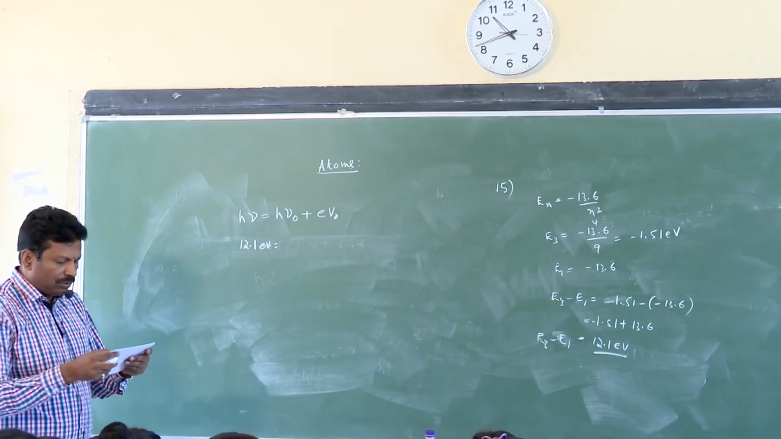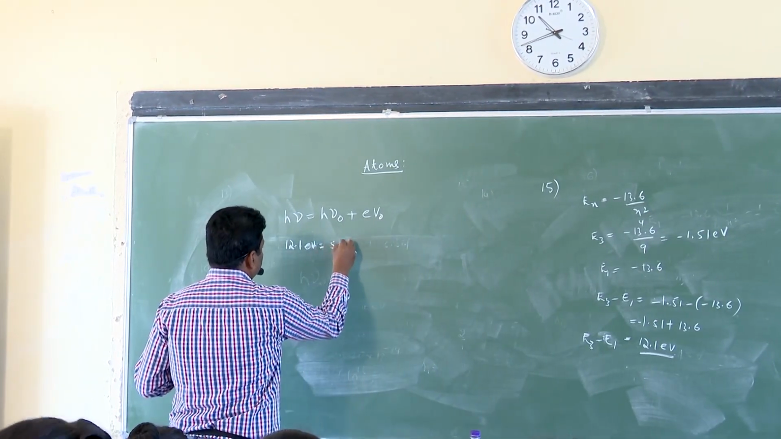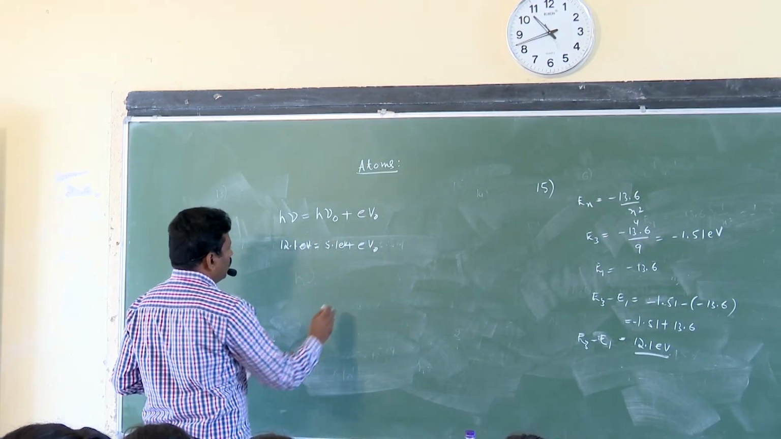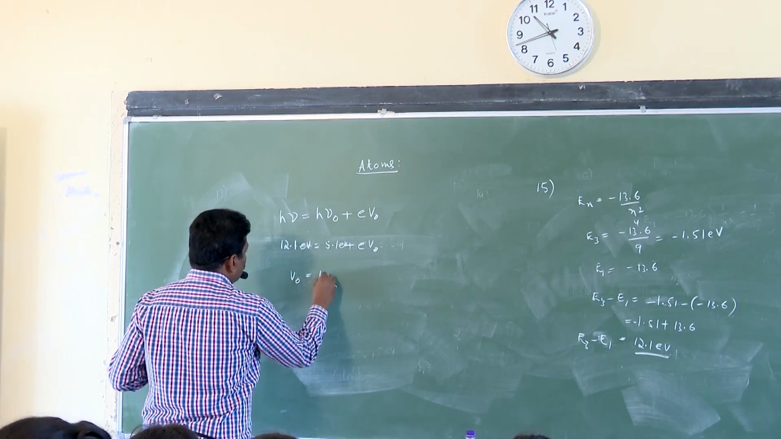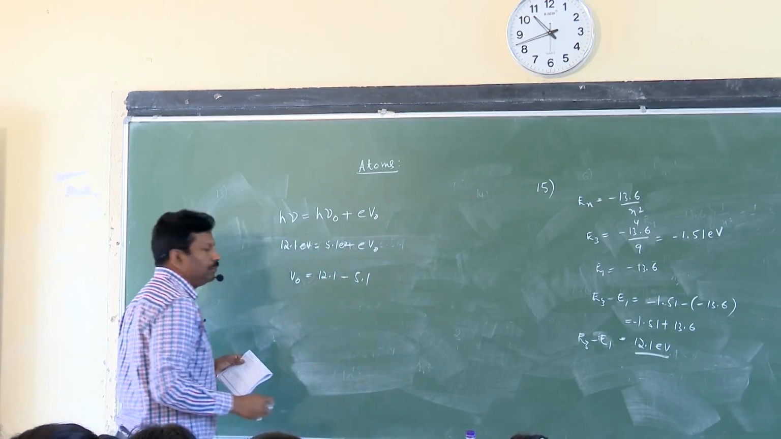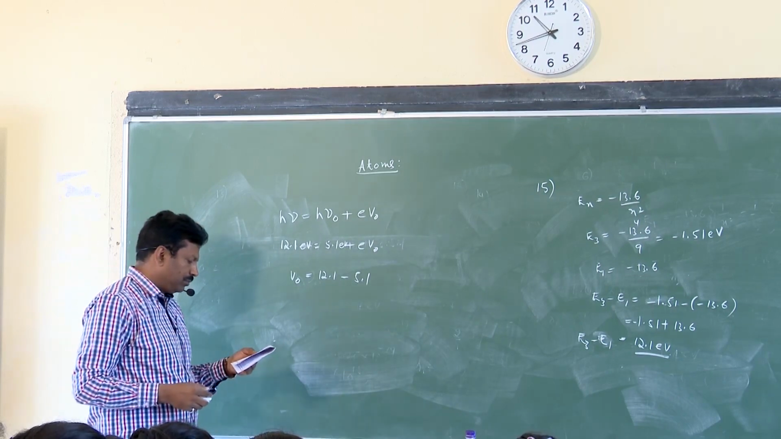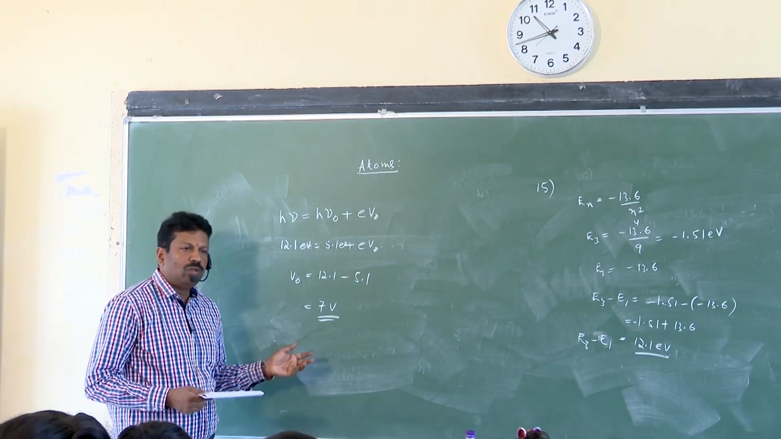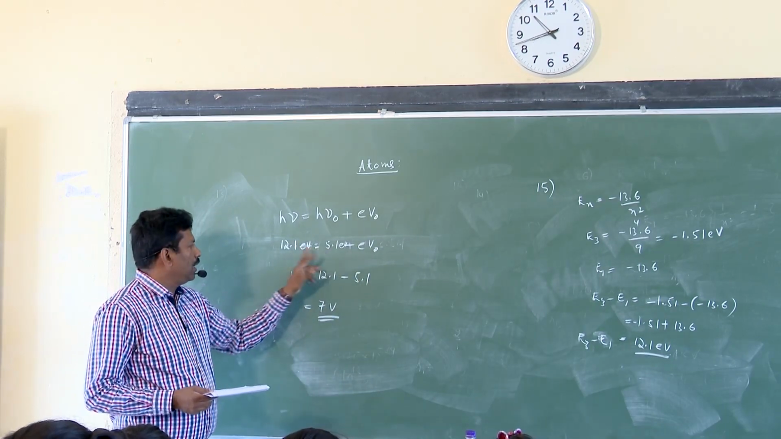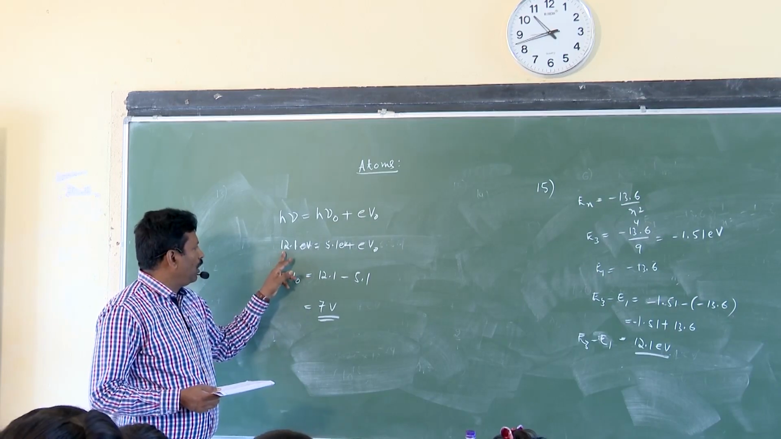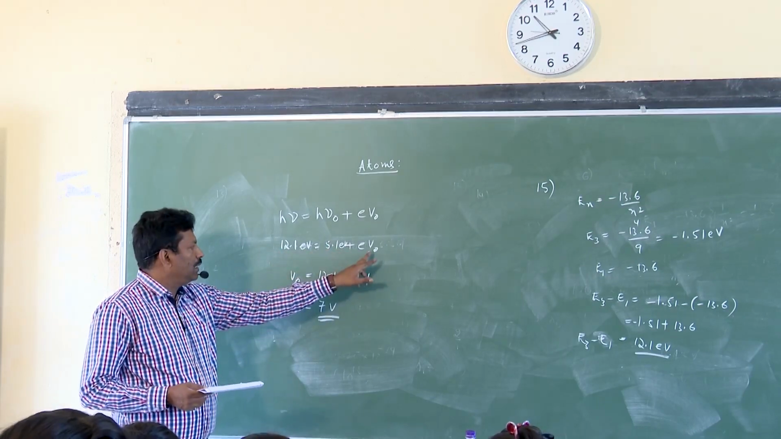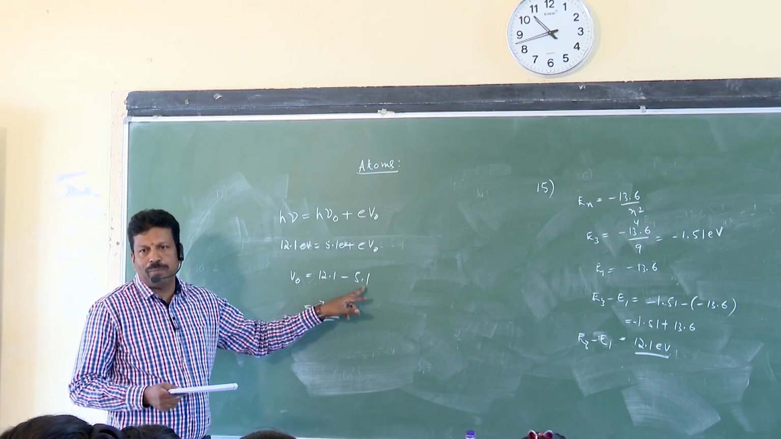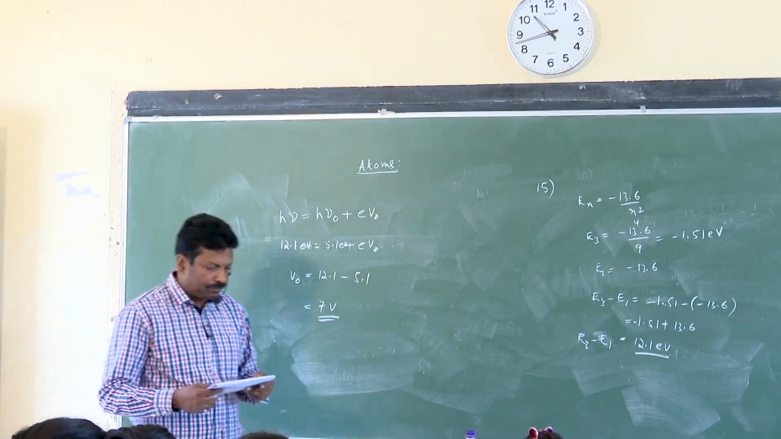H naught is how much? 5.1 electron volt, plus eV naught. Okay, so therefore V naught is equal to 12.1 minus 5.1, correct? 7 electron volt, 7 volt. Okay, 7 volt, because eV naught, everywhere the e is there, I have cancelled. So therefore 12.1 volt, 5.1 volt, and this becomes eV naught, that is V naught. So therefore V naught is equal to 12.1 minus 5.1, which is 7 volt, right? Option number D.